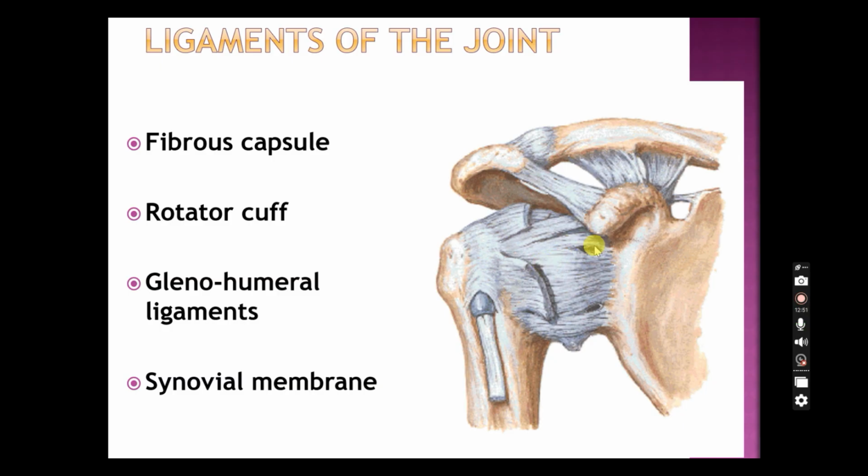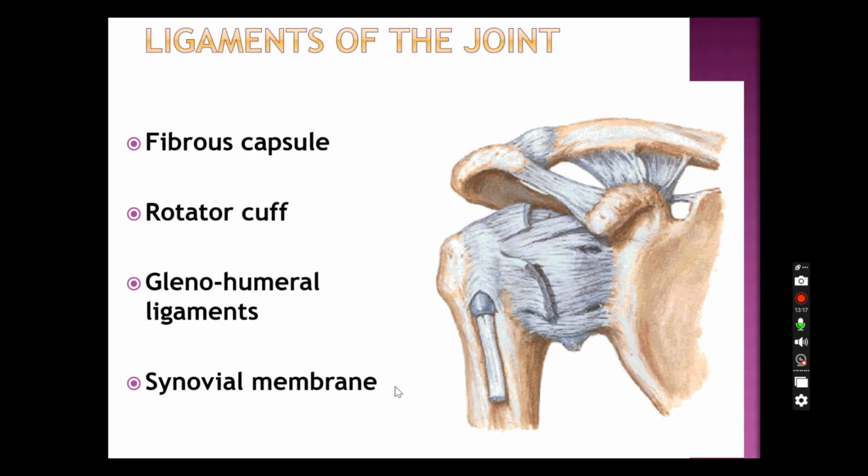Glenohumeral ligament. The name itself is telling you: glenohumeral ligament, from the glenoid cavity towards the humerus. So there are three ligaments: upper, middle, and lower. We'll come to that when it comes. With a little more detail, I'll show you the diagram and then I'll talk about it. Okay. Deeper to the fibrous capsule.